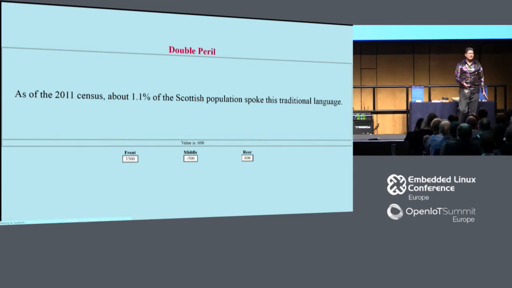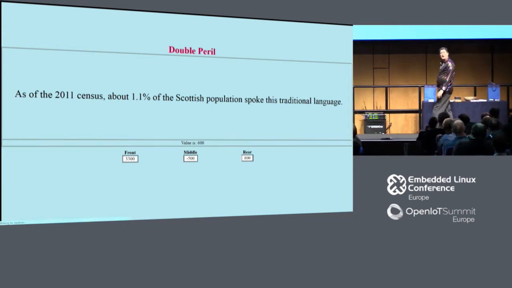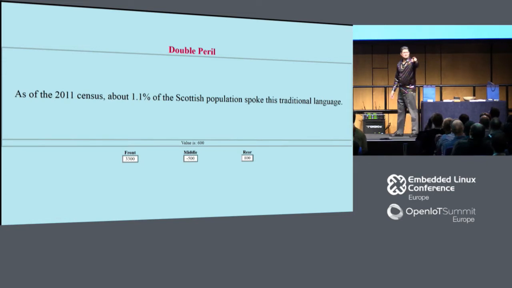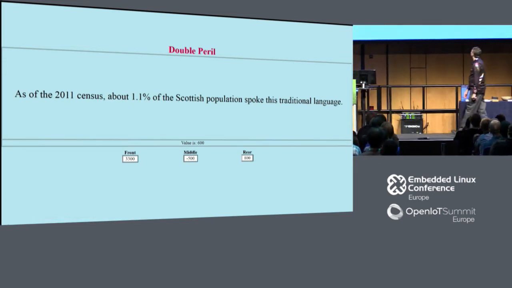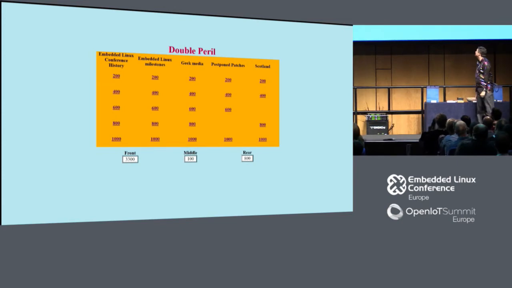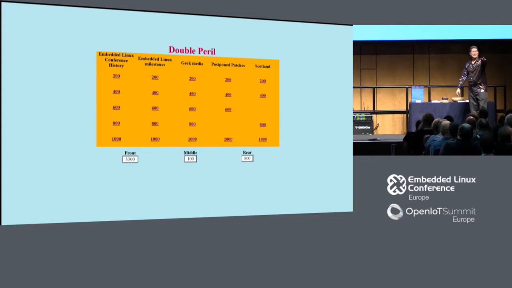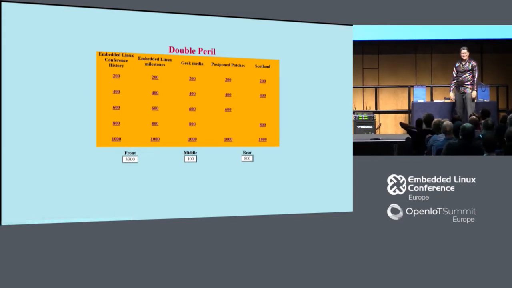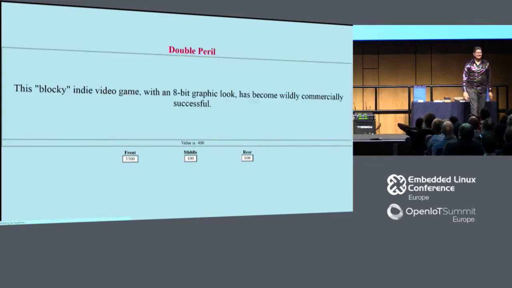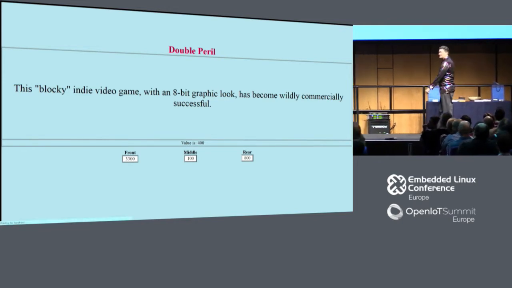Is it Gaelic or Gaelic? I don't know how to pronounce it. Gaelic. Okay. Sorry. Are you middle? You're middle, right? Okay, middle. They're positive. Okay, so pick something. Let's try Geek Media for 400. Okay. That is correct. That's front right.